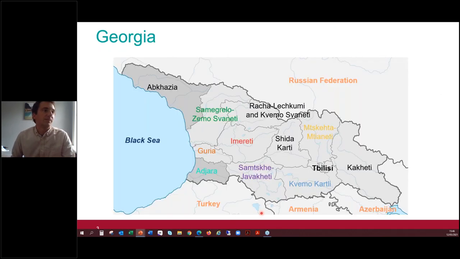To give you a bit of background, this is just introducing Georgia. Georgia borders with Russia. It's also on the Black Sea, and it has southern borders with Turkey, Armenia, and Azerbaijan. In this study, Georgia is split into several regions. I'm not going to embarrass myself by trying to pronounce them, but the regions identified in different colours here are the regions that were included in this work, and I'll be using this colour-coded system later to present some of the data.